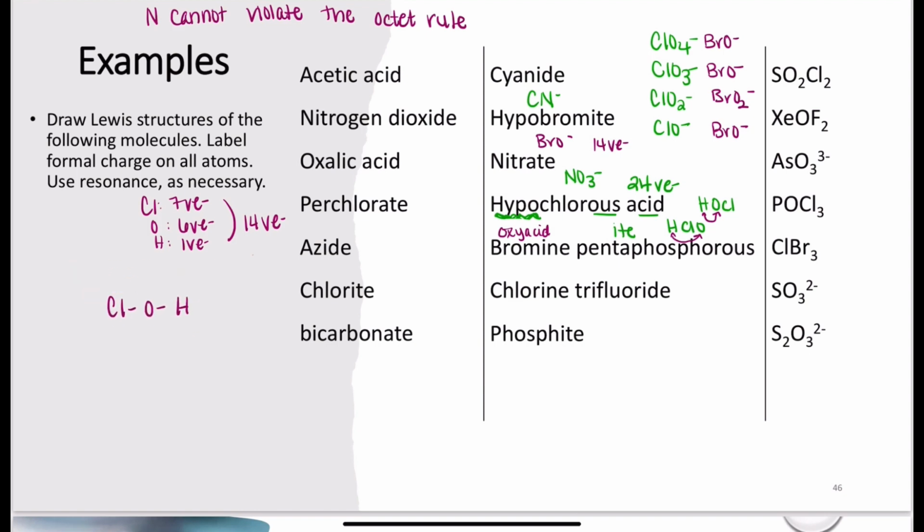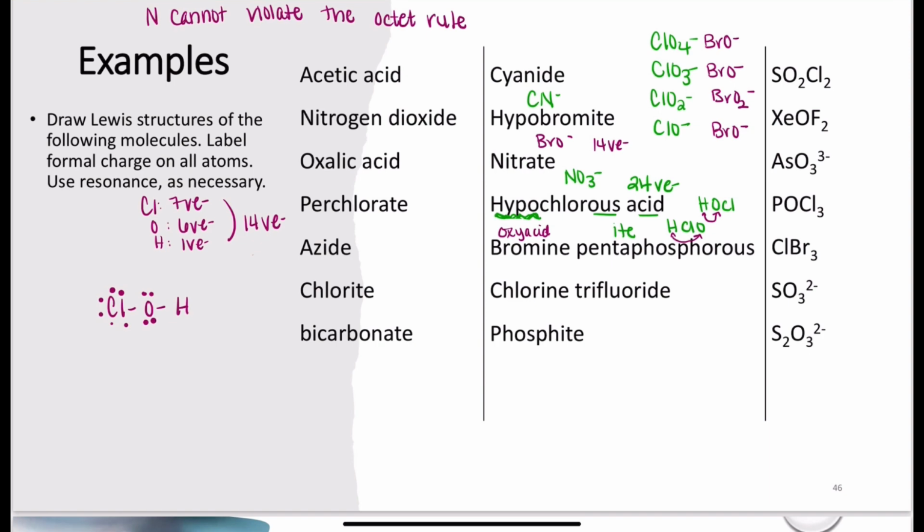Add in your bonds, get your octet on your outer atoms. 2, 4, 6. Finish off your inner atoms. Let's make sure we used all your electrons up. 2, 4, 6, 8, 10, 12, 14. We've used all of our electrons, and that's the correct Lewis structure.